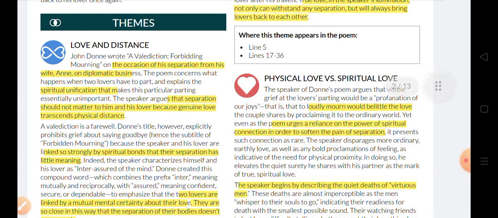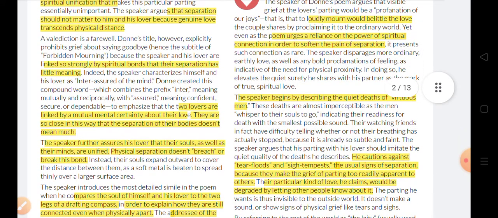The major theme is love and distance. In this poem, on the occasion of his separation from his wife Anne on diplomatic business, he loved her so much that he didn't expect this departure, but it will happen, and he will not grieve on this departure because there is a spiritual unification between them. The separation should not matter to him and his lover, because genuine love transcends physical distances. The physical separation and distance don't matter in true love.